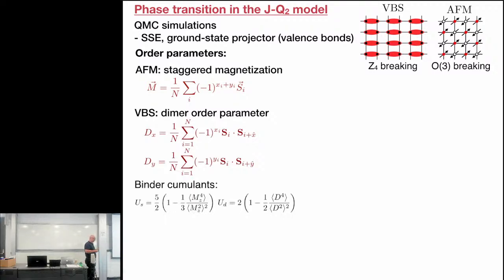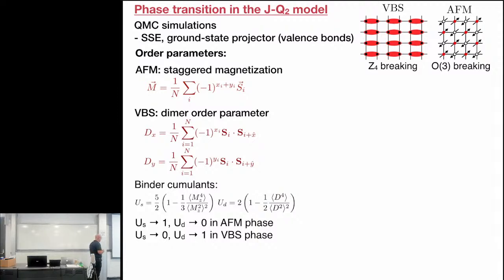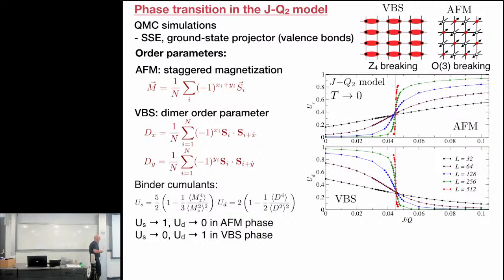So this is a two-dimensional order parameter. Now we can use Binder ratios, and they are again defined such that they will be 0 if there is no order of its type, and 1 if there is order of its type. So let's look at what we get.